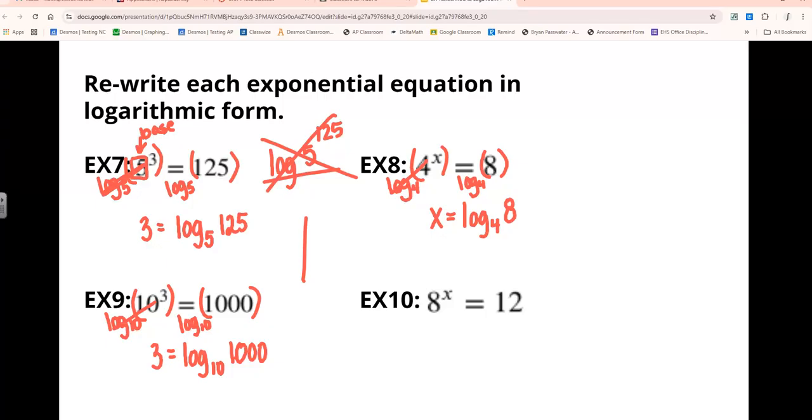So for the last one, Caden, what's my base on number 10? Good. So we will do log base 8 here. So x will equal log base 8 of 12.